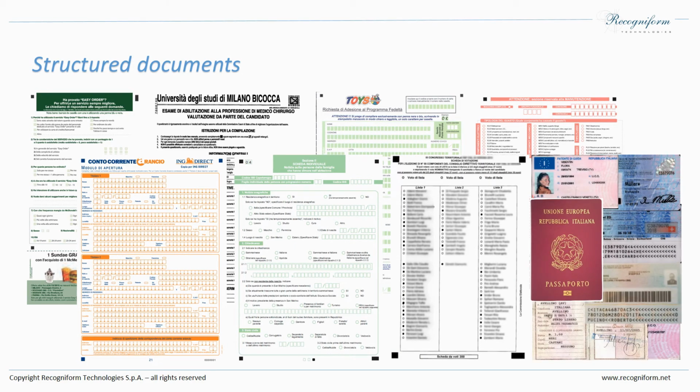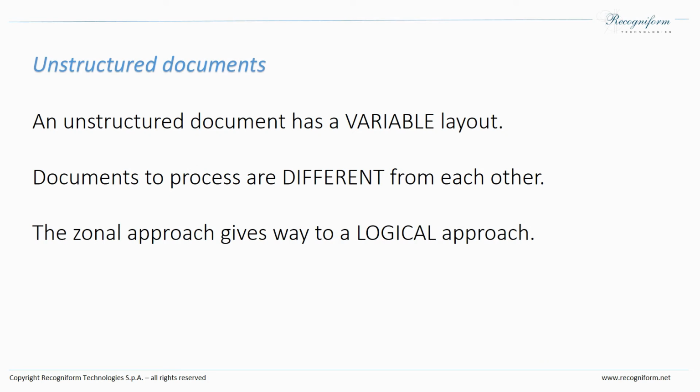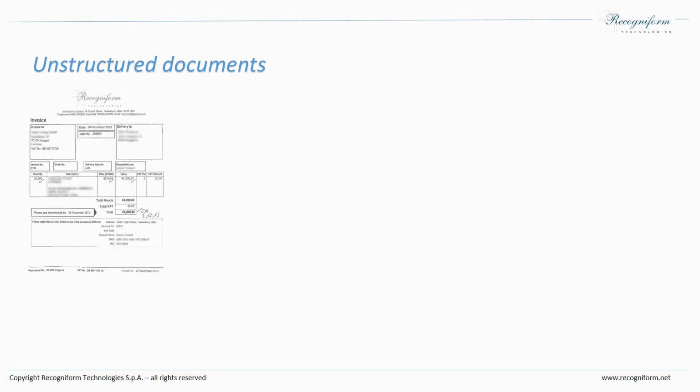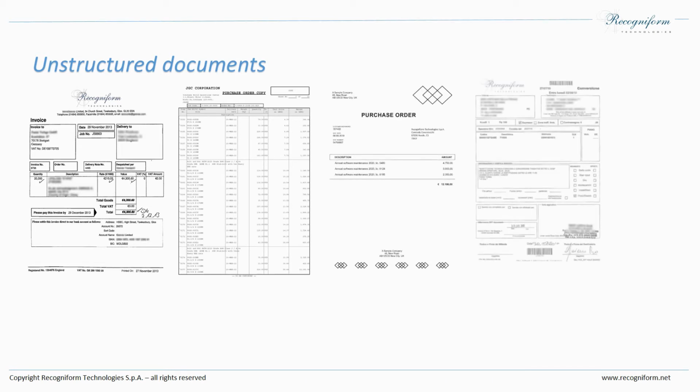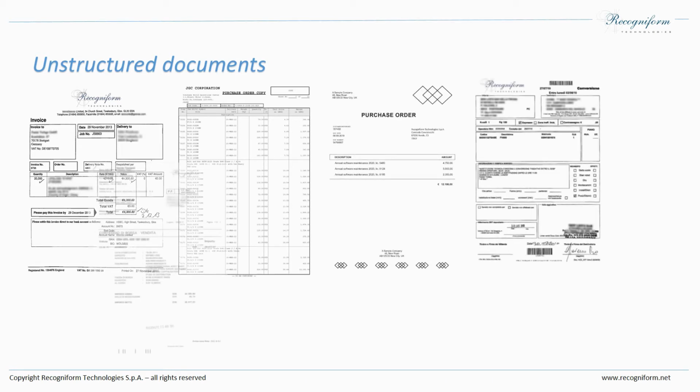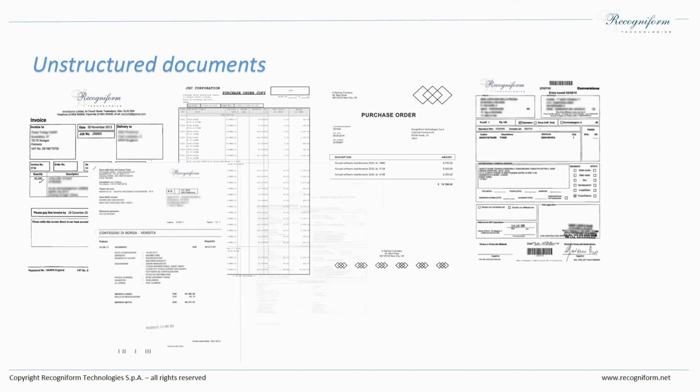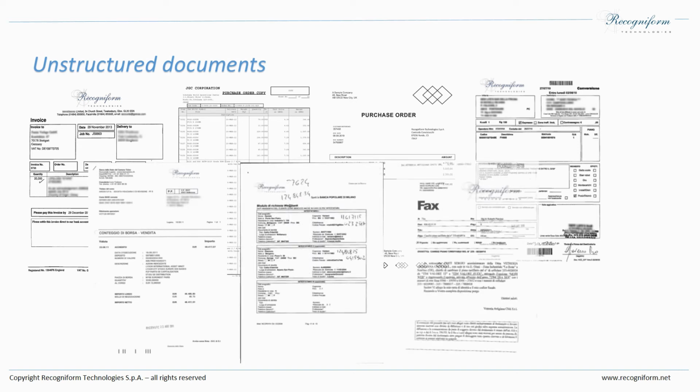A non-structured or semi-structured document is a document with a variable layout. This means that we can refer to a class of documents, instead of a specific document. For example, common unstructured documents are invoices, customers' orders, shipping documents, account balances, contracts, letters and faxes, and any other external document.